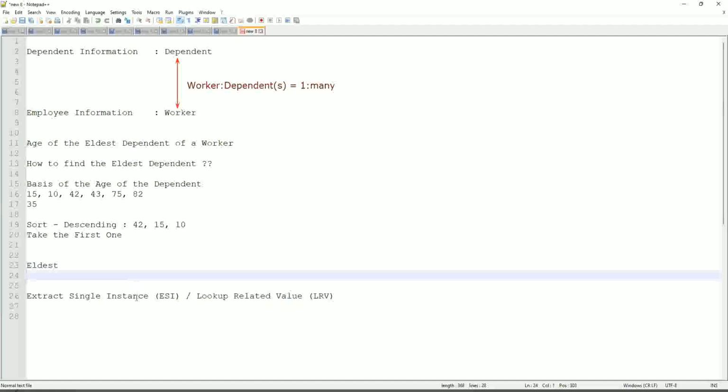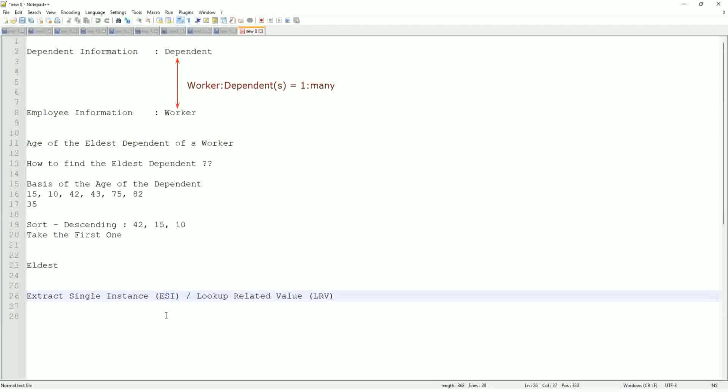This will be a very, very common question. So ESI will allow you to extract the instance of an object from a related business object based on some criteria. That is what ESI is all about. And once you extract the single instance, one particular occurrence of that particular object, then you look up another value related to that using an LRV.